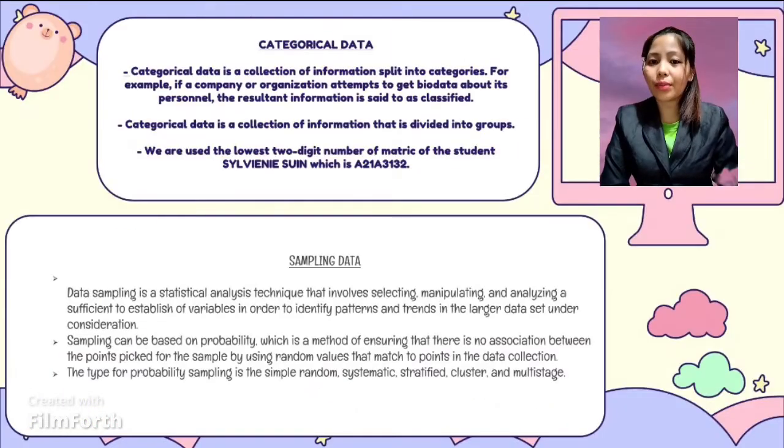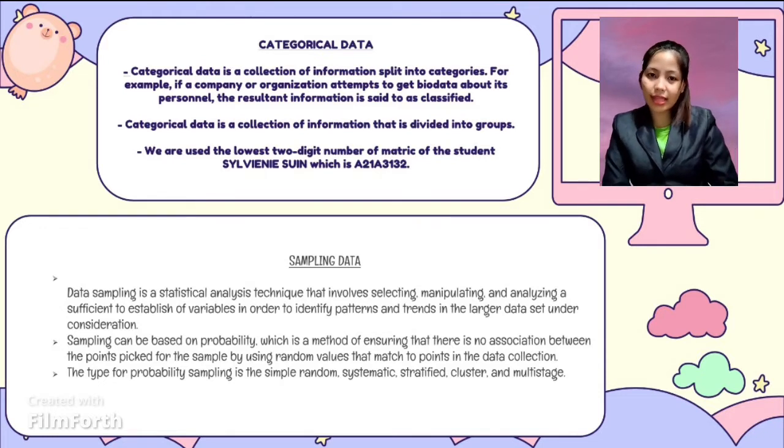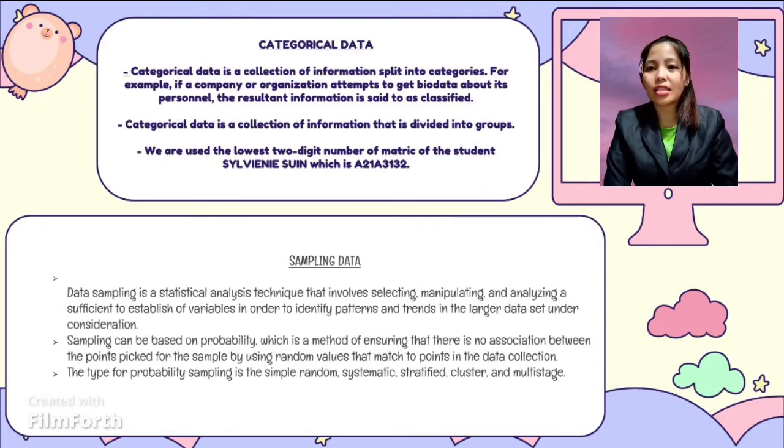For my part, I will present about sampling data and categorical data. So I will start with sampling data first. What is sampling data? It is a statistical analysis technique that involves selecting, manipulating, and analyzing a sufficient subset to establish all variables in order to identify patterns and trends in the larger dataset under consideration.